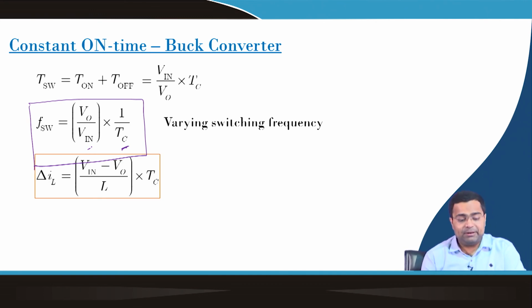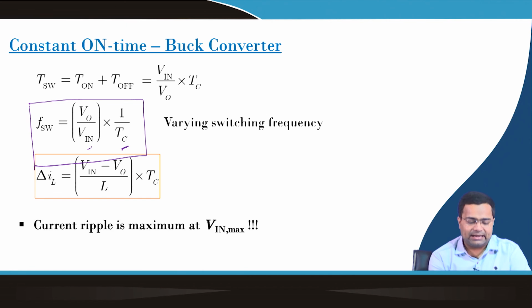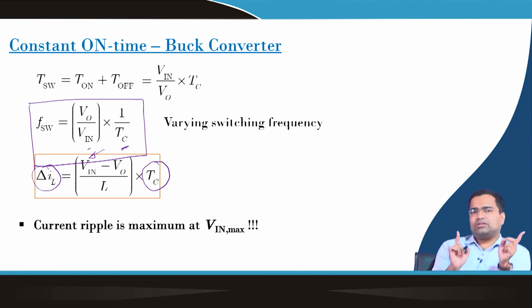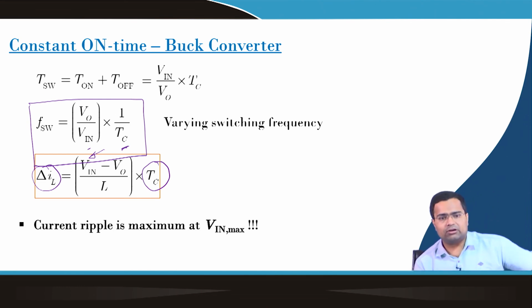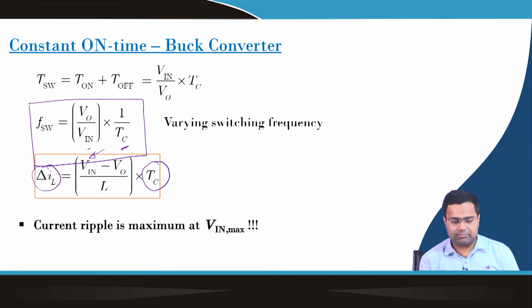If we take the ripple current expression, it shows that this is constant, because we keep the on time constant. The inductor current ripple will be maximum when the input voltage is maximum. This part is consistent with the PWM, where we found the maximum current ripple is coming at highest input voltage. So, under constant on time this is also consistent, but here the switching frequency will vary.